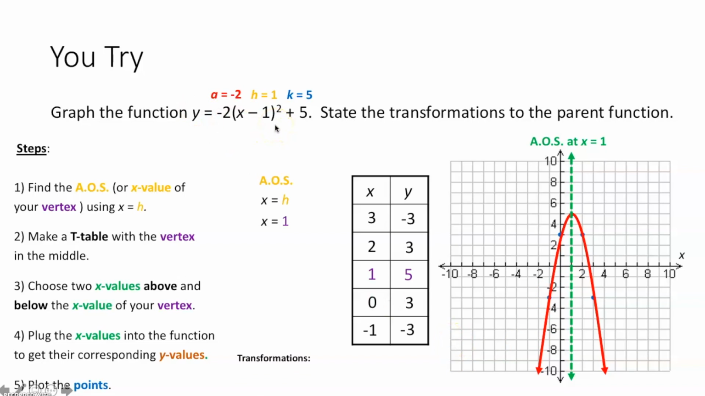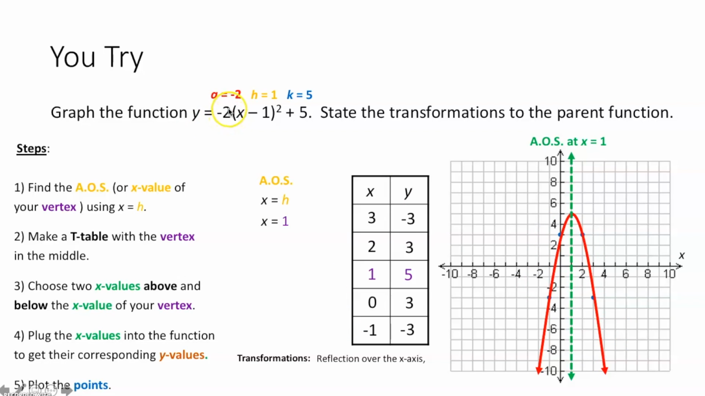Now let's state the transformation to the parent function. So what did our a do, what did our h do, and what did our k do? So first, our a value is negative. Because our a value is negative, that means that it caused a reflection over the x-axis. That's why it's opening downward. So the negative is taken care of now. What about the 2? What does the 2 do?